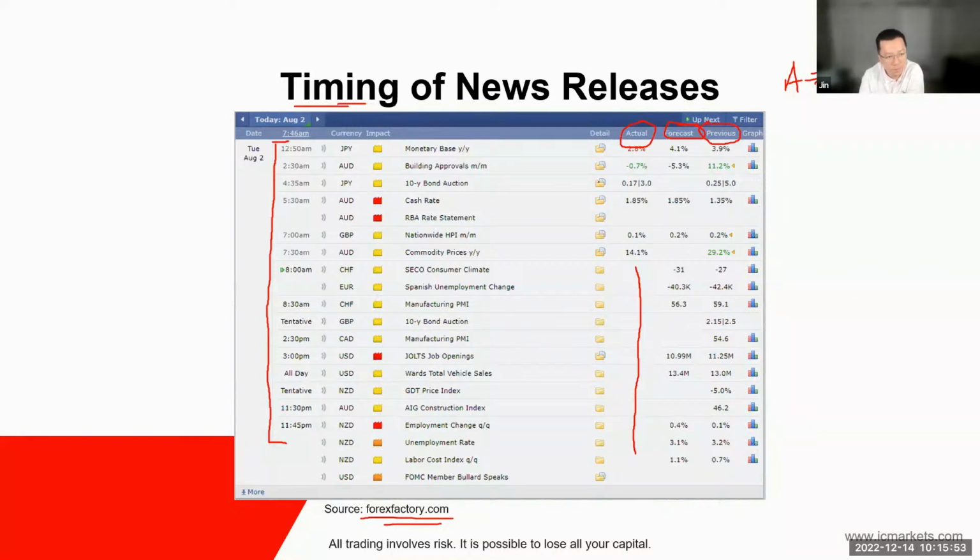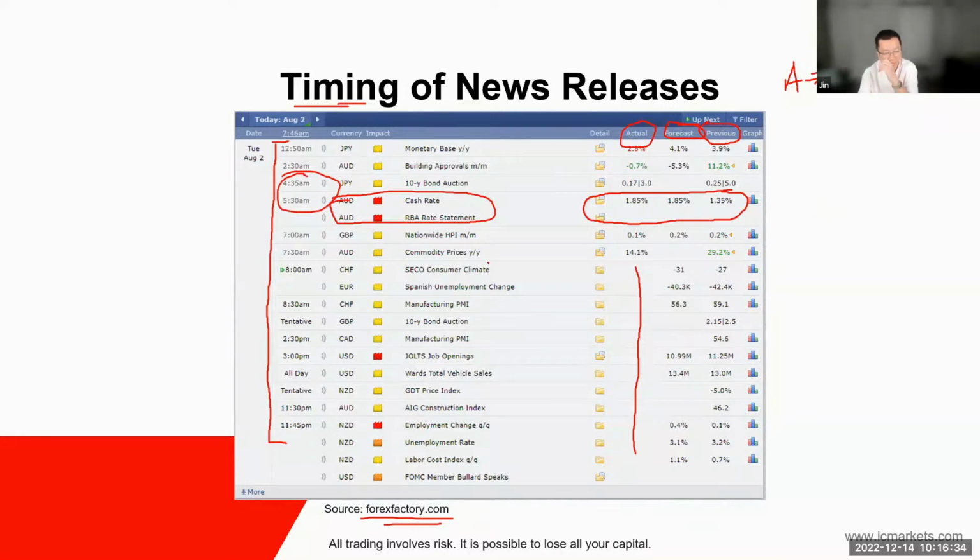So if you have your actual being greater than your forecast and previous, a very good, strong number, you expect the currency to strengthen. If your actual is less than your forecast, then I would say you would be expecting price to weaken. Okay, so this one screen here on Forex Factory showing you your news is super crucial and important. It tells you the timing. It tells you the news event itself. It tells you the previous, the forecasted, and the actual data to be released.